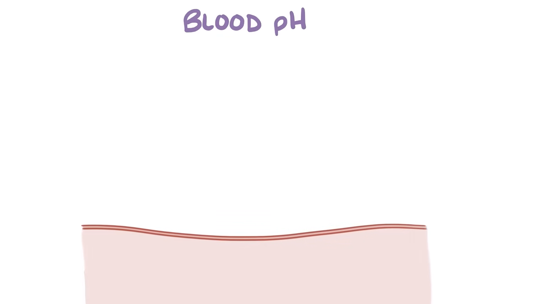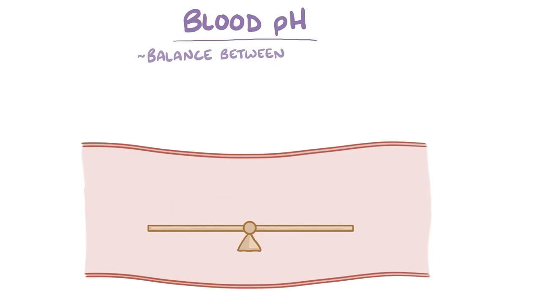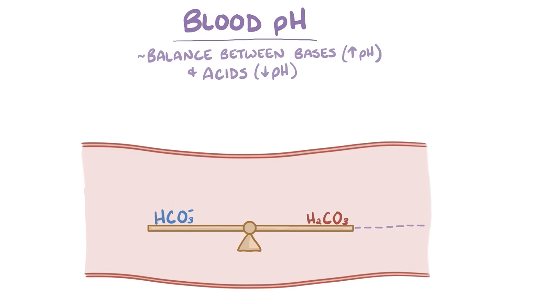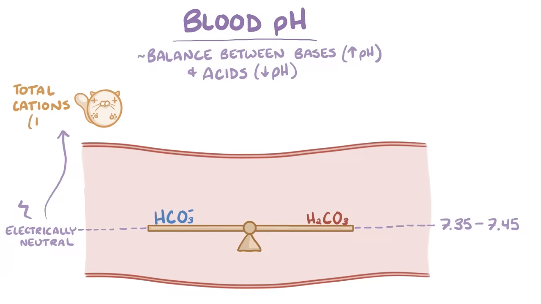Normally, blood pH depends on the balance or ratio between the concentration of bases, mainly bicarbonate or HCO3-, which increase the pH, and acids, which decrease the pH. The blood pH needs to be constantly between 7.35 and 7.45. And additionally, the blood needs to remain electrically neutral, which means that the total cations, or positively charged particles, equals the total anions, or negatively charged particles.